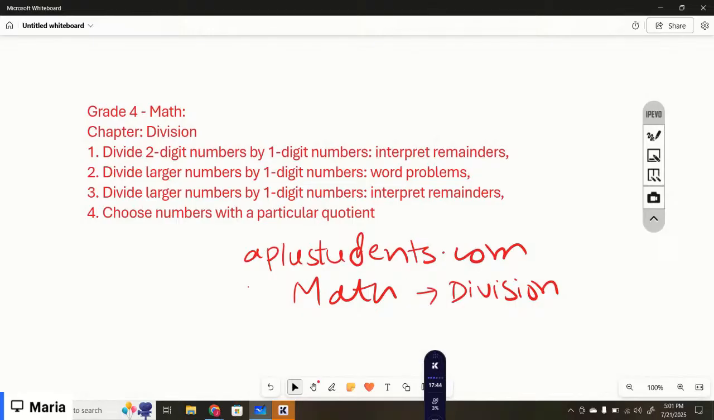We're going to start with the chapter division. The lessons we're going to cover today are divide two-digit numbers by one-digit number, interpret remainders, divide larger number by one-digit number, word problems, divide larger numbers by one-digit number, interpret remainders, and choose number with a particular quotient. So please make sure you have your notebook and pencil so that you can note down the important examples and definitions as well.